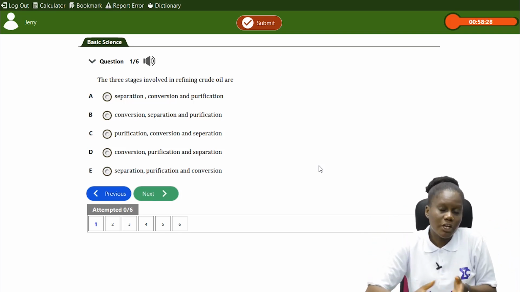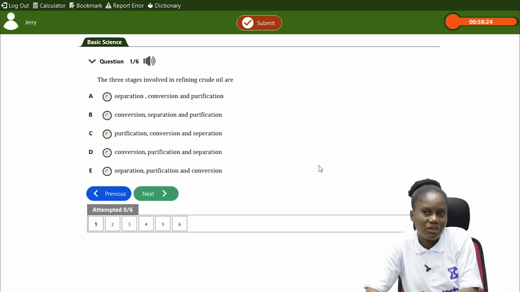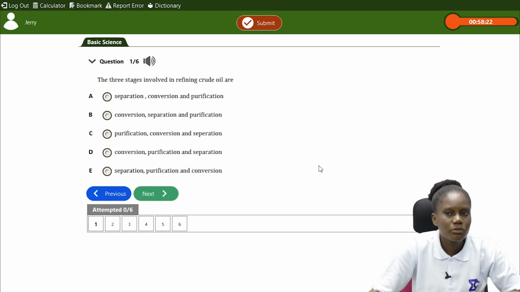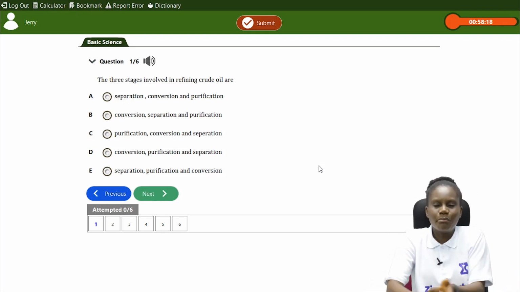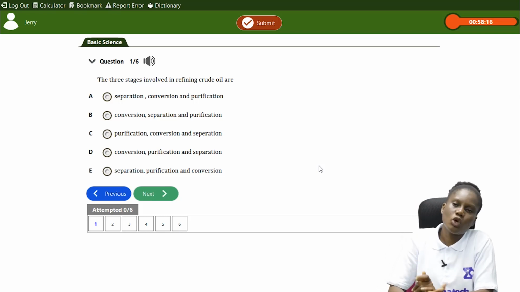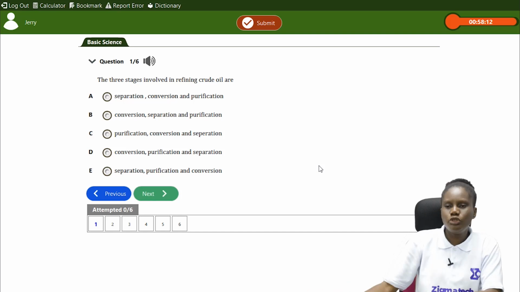Then the next is conversion. Under the conversion, we have cracking and reforming. If you can remember, cracking and reforming, followed by your purification, treating and blending. So the right option there is option A, separation, conversion, and purification.